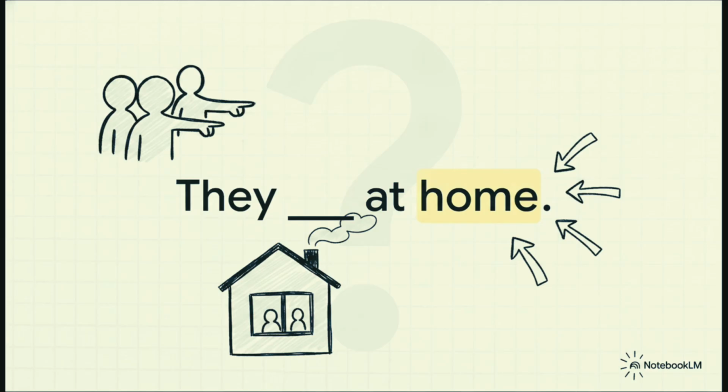Let's keep that momentum going. The subject here is they, which is plural. They blank at home. What present tense verb matches you, we, and they? Yep, for sure, it's are. They are at home. And hey, that perfectly demonstrates our rule about using be verbs to talk about location, too.